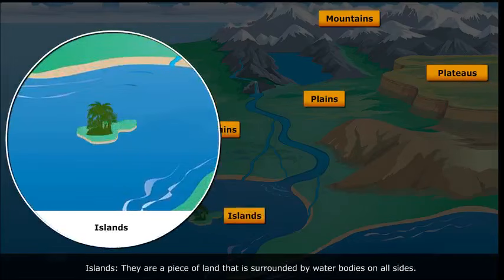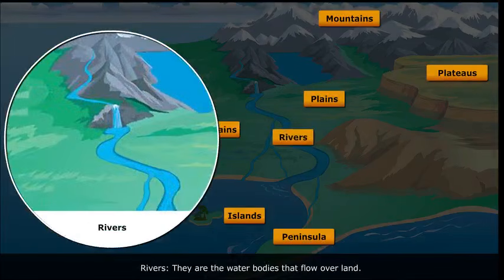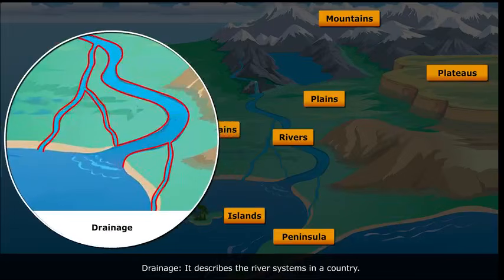5. Islands. They are a piece of land that is surrounded by water bodies on all sides. 6. Peninsula. It is the land that is covered by water on all sides except one. 7. Rivers. They are the water bodies that flow over land. 8. Drainage. It describes the river systems in a country.